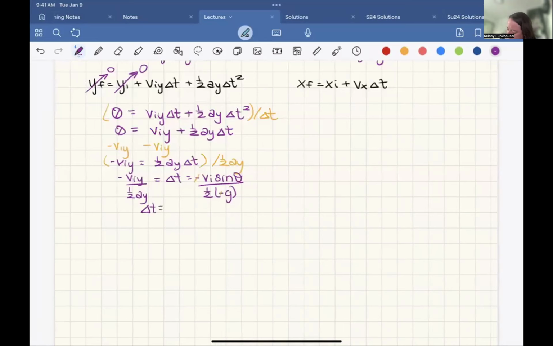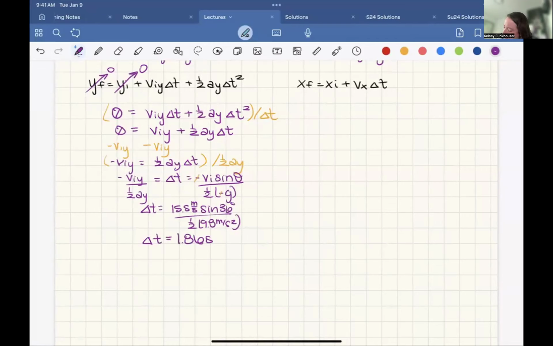So what do we get here? We have 15.5 meters per second times sine of 36 degrees divided by 1/2 times 9.8 meters per second squared. So this gives us 1.86. You could round this more, but we're going to keep using it, and it helps not to round it too much right away anyway. Okay, now we have everything we need to solve the x equation.